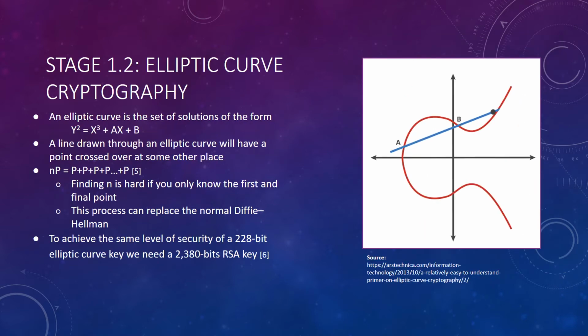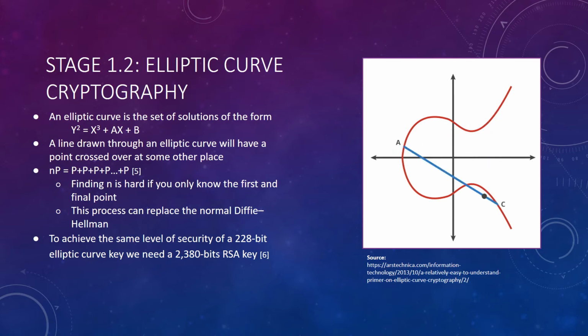An elliptic curve is a set of solutions of the form y squared equals x to the power of 3 plus ax plus b. Elliptic curves have a special property in that a line drawn through them will have a point crossed over at some other point in the curve. Imagine that you have a billiard ball that you are throwing towards an elliptic curve, and every time it touches one of the points along the curve, it actually changes direction. That is kind of what elliptic curve cryptography is about.